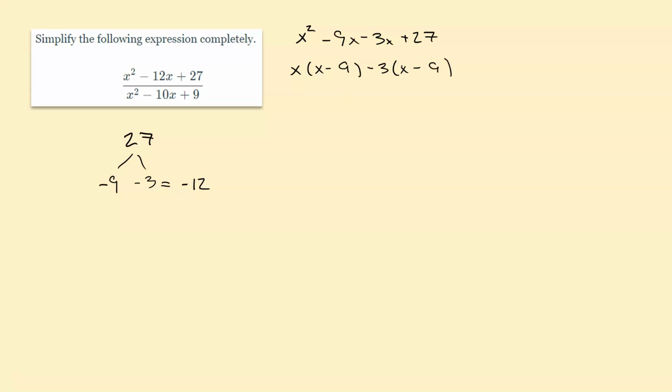And then I'm going to factor out this x minus 9 out of these two terms, so I'm left with x minus 3, and then the x minus 9. So this would be how the numerator factors. Let me put that over here.